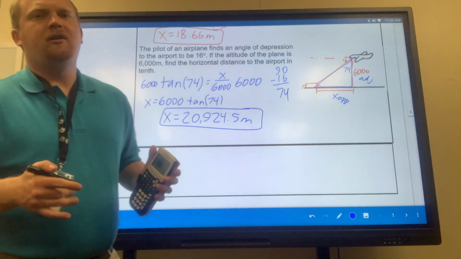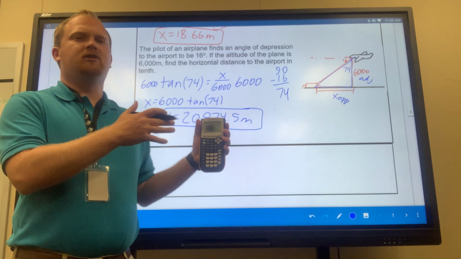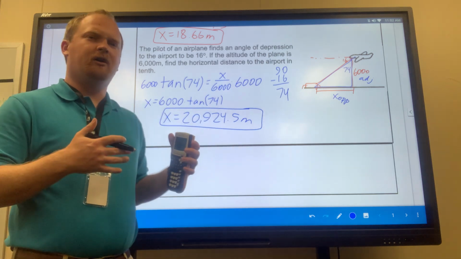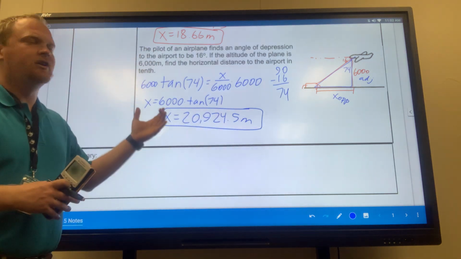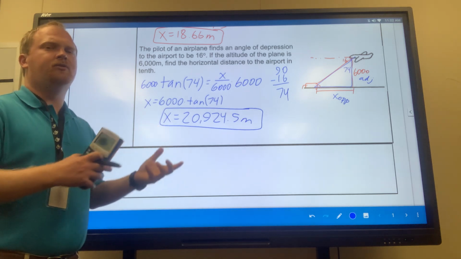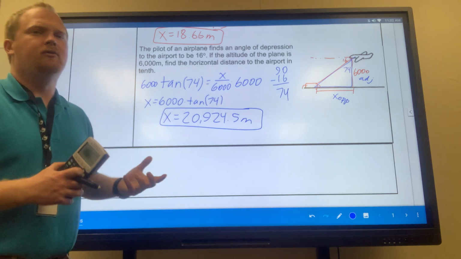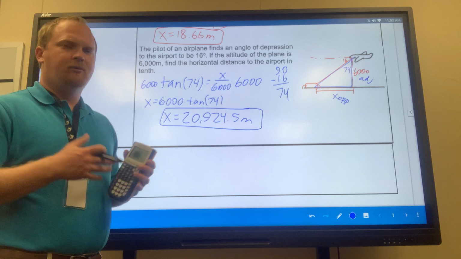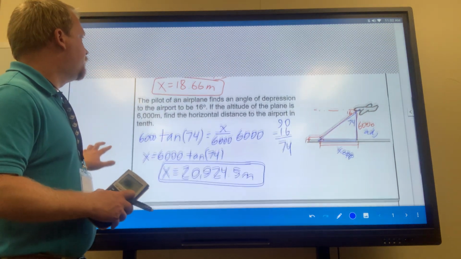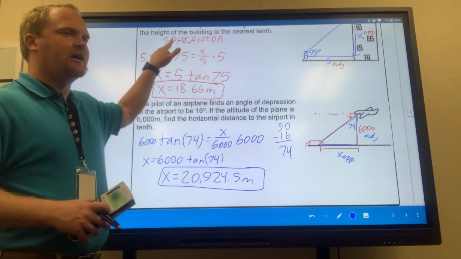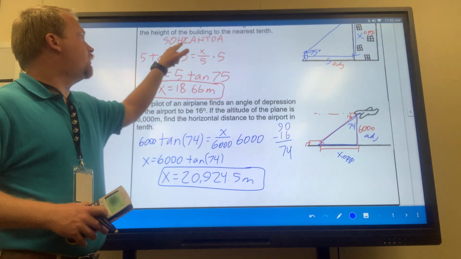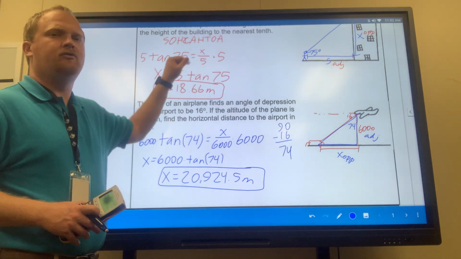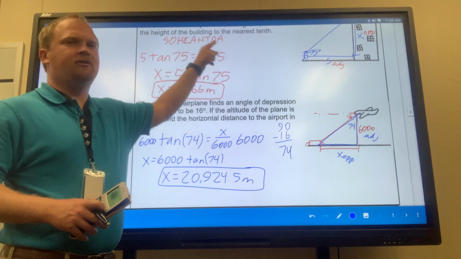So basically it's not any different as far as using the trigonometry that we've been talking about. Now we're just using it in word problems, being able to solve a word problem using trigonometry. And what we just got to remember is that sine is opposite over hypotenuse, cosine is adjacent over hypotenuse, and tangent is opposite over adjacent.